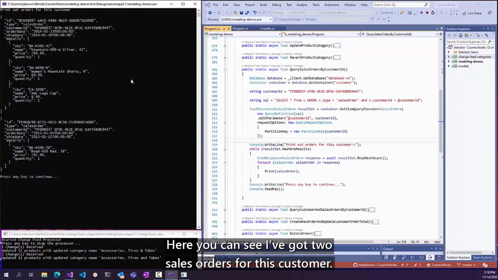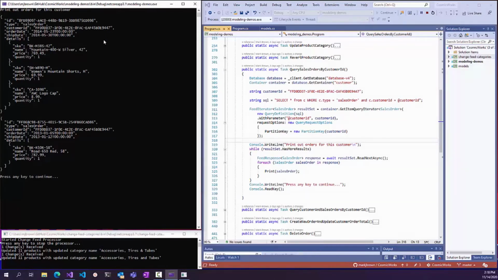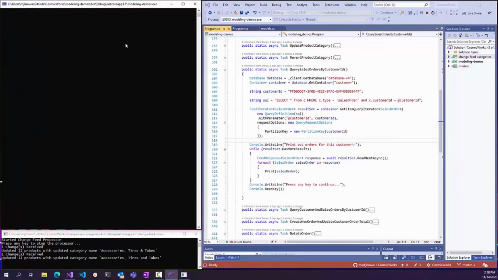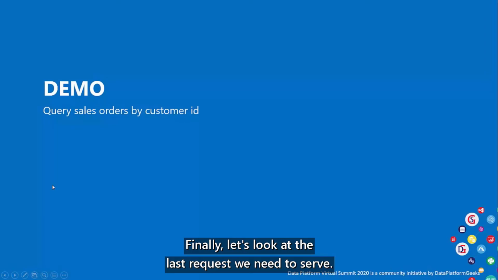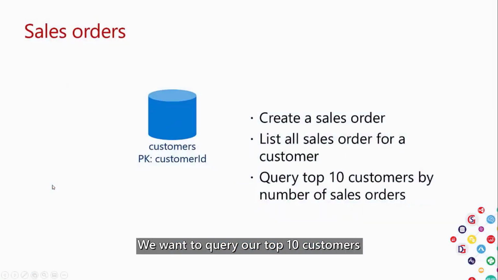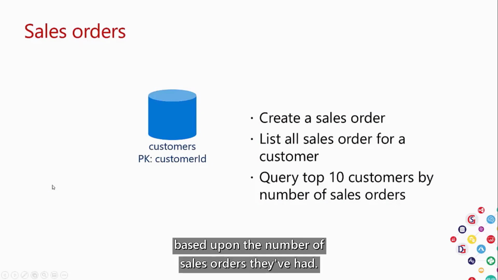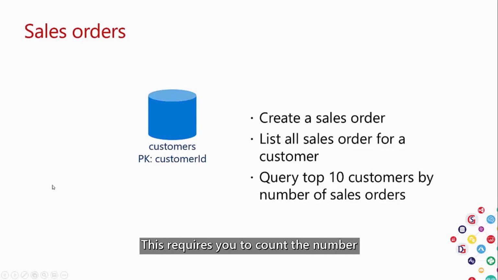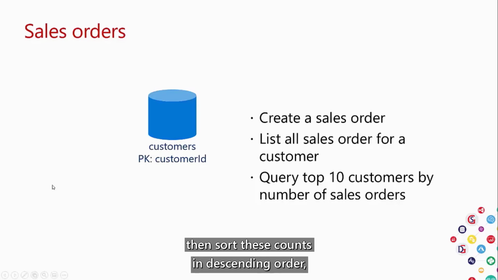And here you can see I've got 2 sales orders for this customer. Finally, let's look at the last request we need to serve. We want to query our top 10 customers based upon the number of sales orders they've had. This requires you to count the number of sales orders for each customer, then sort these counts in descending order, and then return the first 10 corresponding customers.